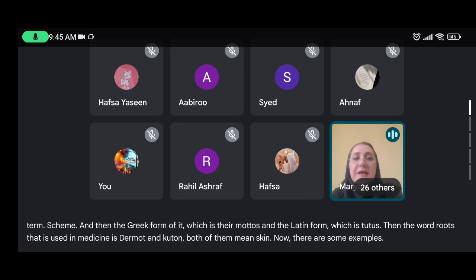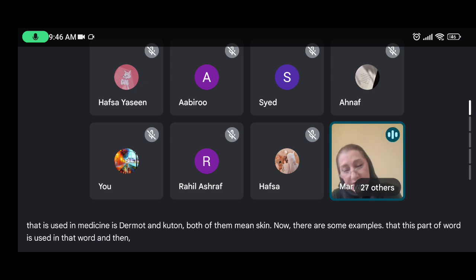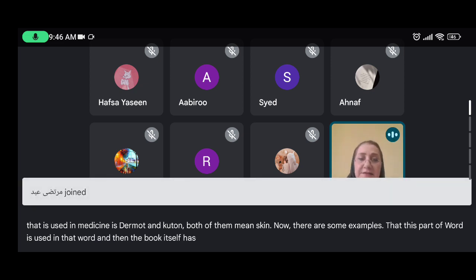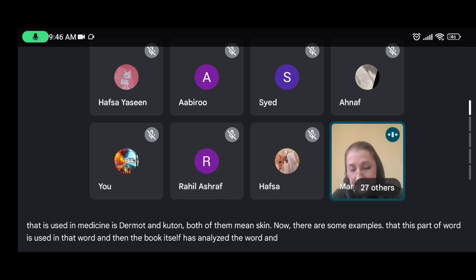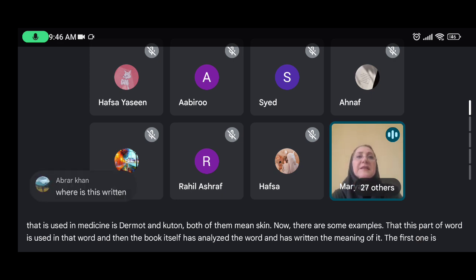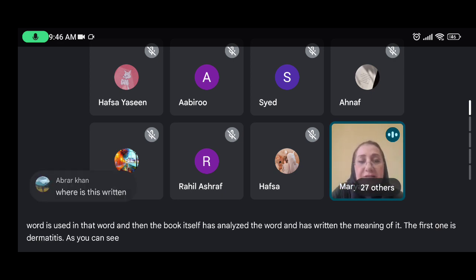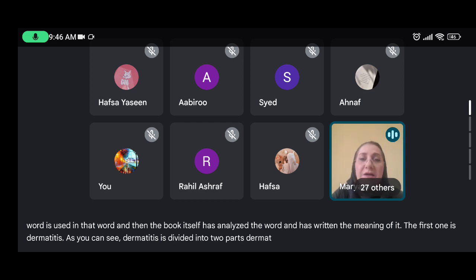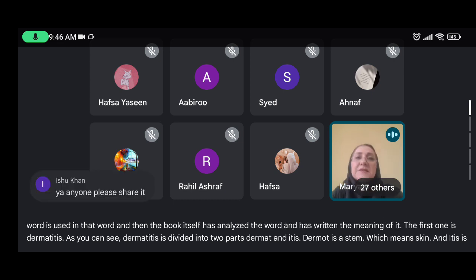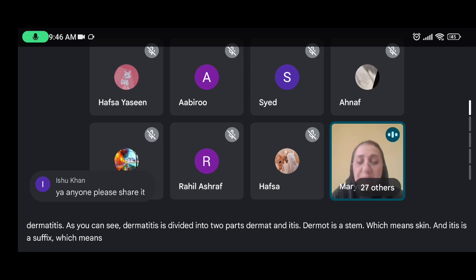Now there are some examples that this part of word is used in that word, and then the book itself has analyzed the word and has written the meaning of it. The first one is dermatitis. As you can see, dermatitis is divided into two parts, dermat and itis. Dermat is a stem, which means skin, and itis is a suffix, which means inflammation.